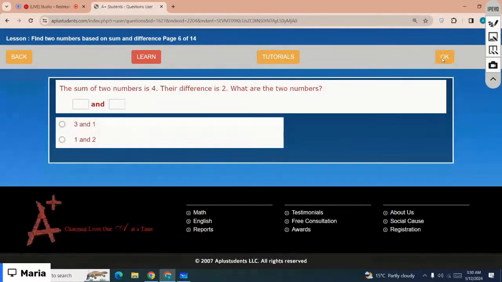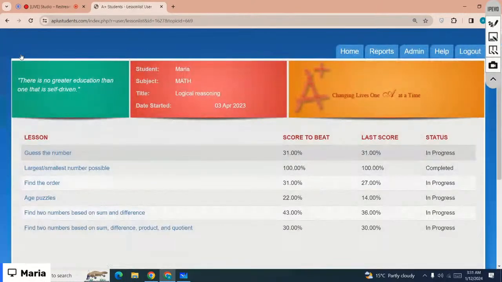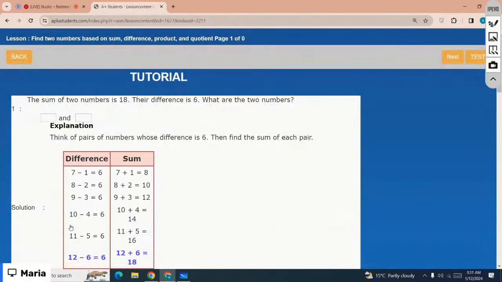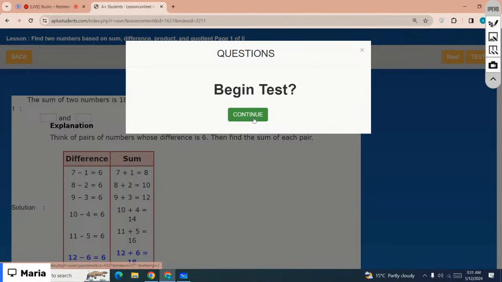Okay, you can complete the lesson by yourself later today. Let me just move on to the next lesson. The next lesson is almost the same one, but here you have some conditions with product and quotient also, right? So find two numbers based on some difference, product and quotient. Okay, let's just start with the first test questions.